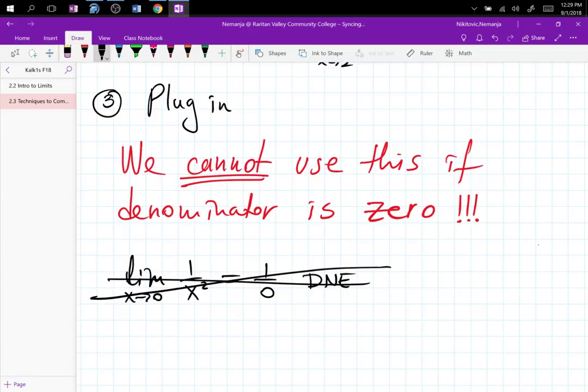When can I plug in? I can plug in to check anytime, but then if I get an answer, like 7 or 1/2 or whatever, yeah, we're good to go. But if you get 0 in the denominator, you immediately have to discontinue the plug-in method, because it can give you the wrong answer. And also, in certain situations, the infinities arise and all of these kind of things.